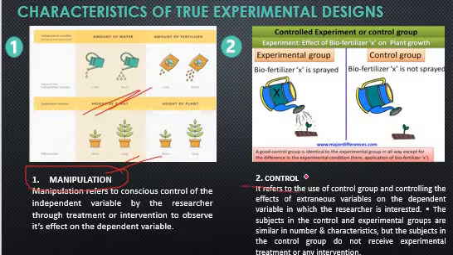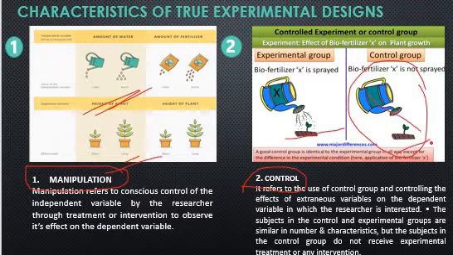And the next one is control. Control is another essential element of true experimental design. Control refers to the use of a control group and controlling the effect of extraneous variables on the dependent variable in which the researcher is interested. The subjects in the control and experimental groups are similar in number and characteristics, but the subjects in the control group receive no experimental treatment or any kind of intervention at all.